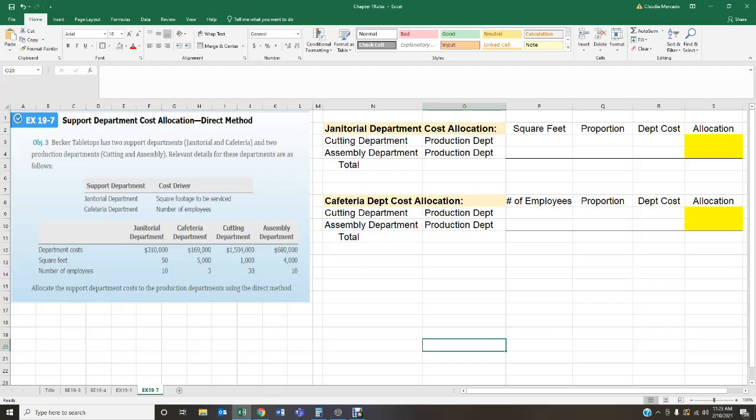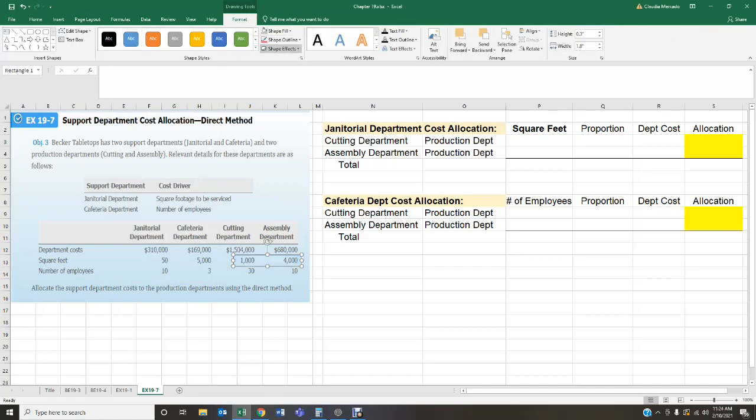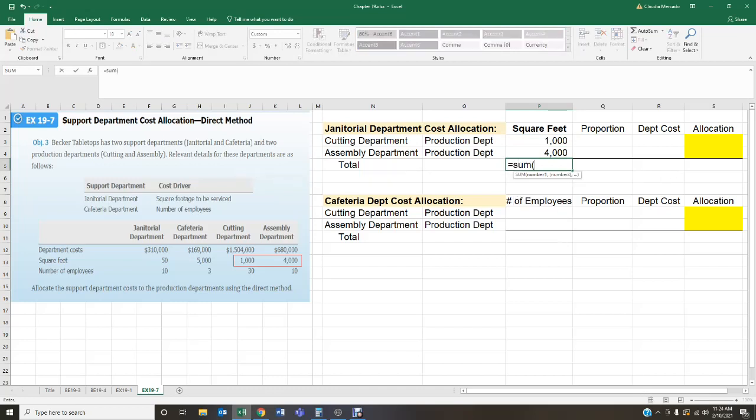Now, for the janitorial department allocation, my driver, how I am going to allocate my costs, is by square feet. So I put that up here, square feet, okay? So let's work this one out first, okay? We're going to look at the table down here and locate the square feet, and we're only interested in our production departments, which are cutting and assembly, okay? That is 1,000 square feet for cutting, 4,000 square feet for assembly. Okay, so let's put that in there, 1,000 and 4,000. So in total, I've got 5,000 of production department square feet available.